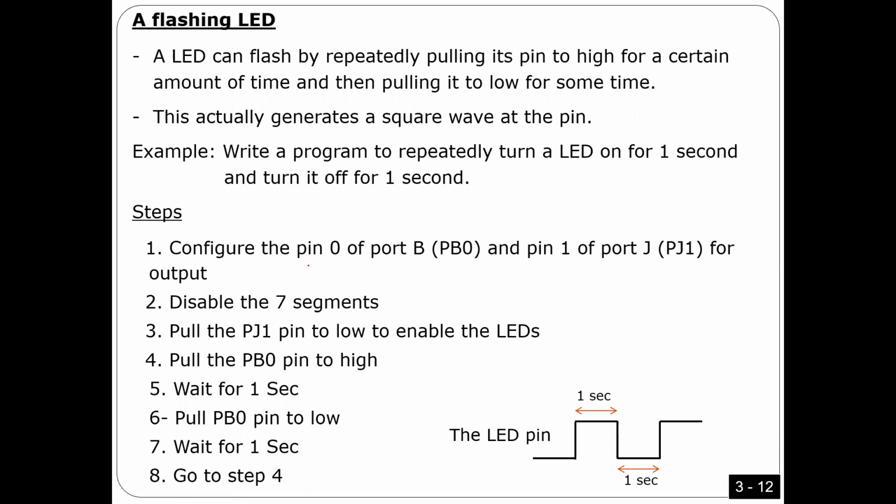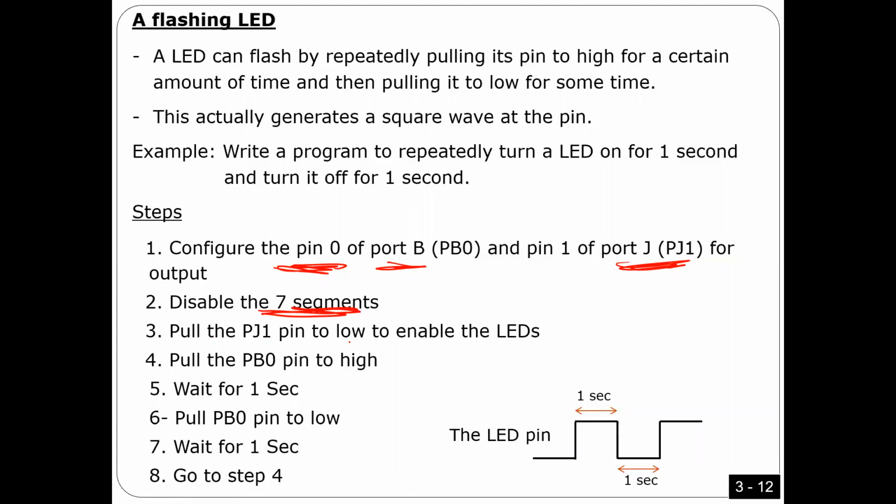For sure, I need to configure pin 0 on port B. I want to configure it as output. Also, you have to configure BG1 because these are the 2 pins I'm going to use. So you have to configure these 2 pins as output. Also, as I have just mentioned, you have to disable the 7 segment. Okay, this should be done only 1 time, at the beginning of your program.